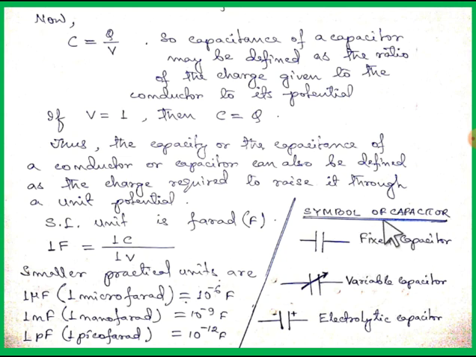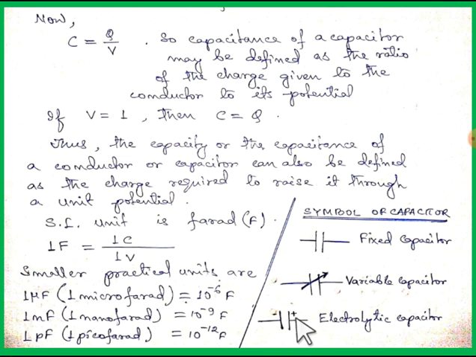Fixed capacitor means the value of the capacitance is constant. And this is a variable capacitor. Onto the fixed capacitor, if you draw one arrow on it, it will represent a variable capacitor. And the electrolytic capacitor will be denoted just like the fixed capacitor, but with polarity, a minus sign and a positive sign. In the case of the intervening medium being an electrolyte, that capacitor we call an electrolytic capacitor.